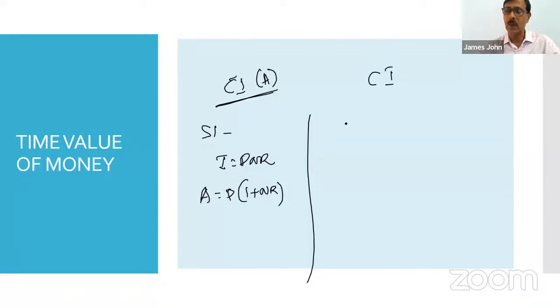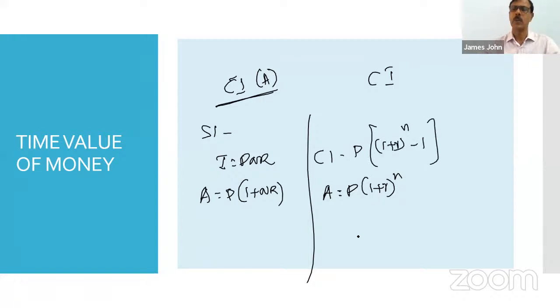When the interest calculation is compound interest, what is the formula? The formula for A is P into (1 plus R) the whole raised to n. And for compound interest, the formula is P into [(1 plus R) the whole raised to n minus 1]. So these are the two formulas which you can comfortably use for computation of simple interest and compound interest.